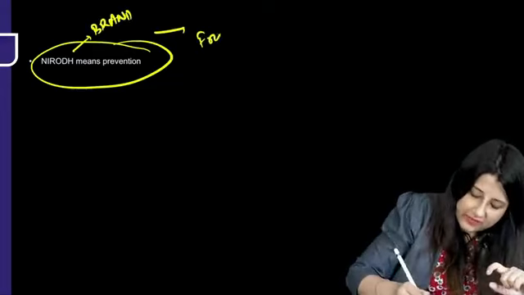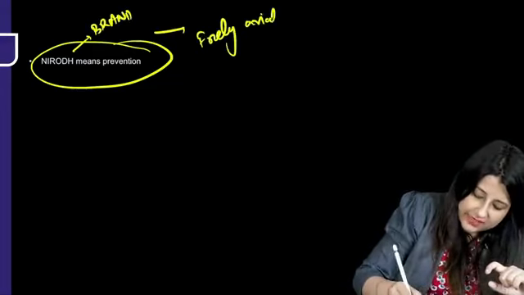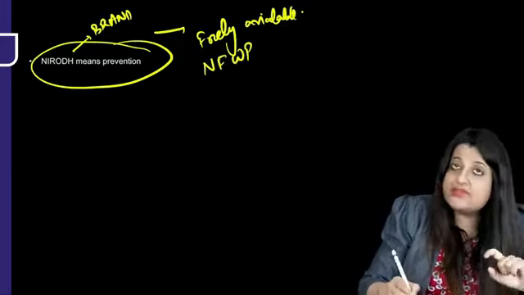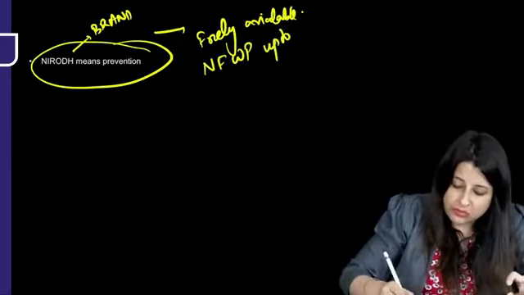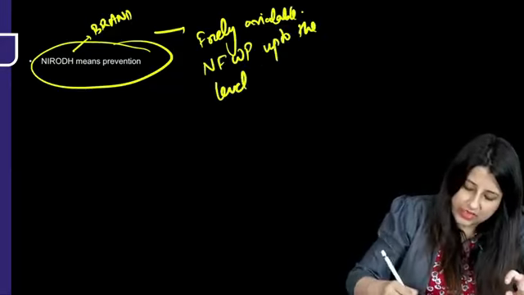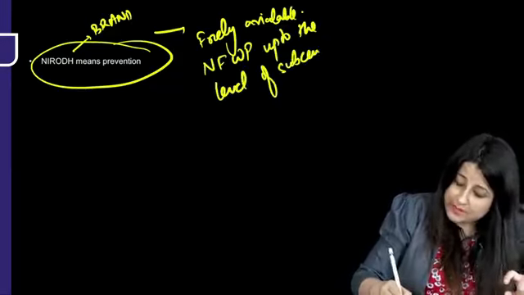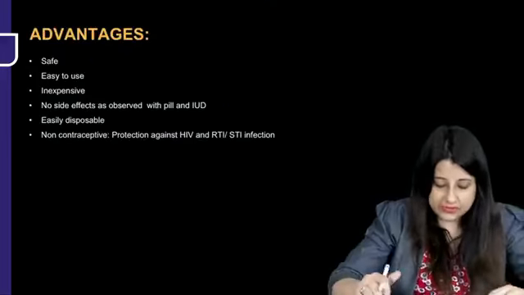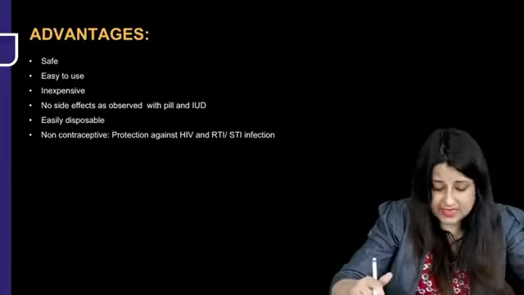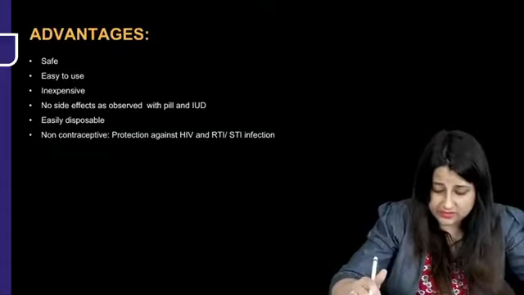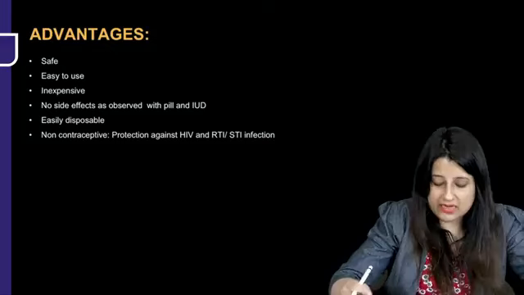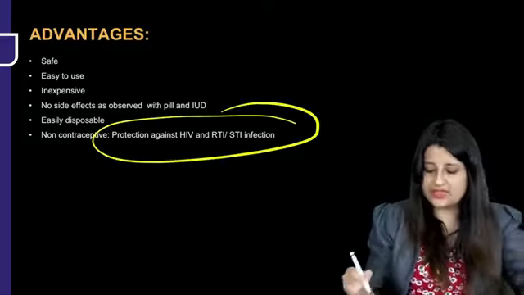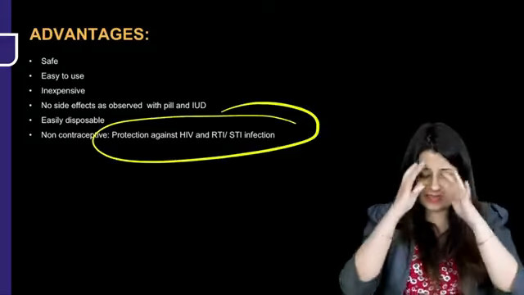It is freely available. It is freely available by what? By the National Family Welfare Program, up to the level of sub-centers. Maybe they can ask you Nirodh means what? Prevention. Now, what are the advantages of it? It is safe, easy to use, inexpensive, no side effects observed, as with pill and IUD, because they are hormonal, easily disposable. Plus, it is offering protection against HIV, STD, and RTI.